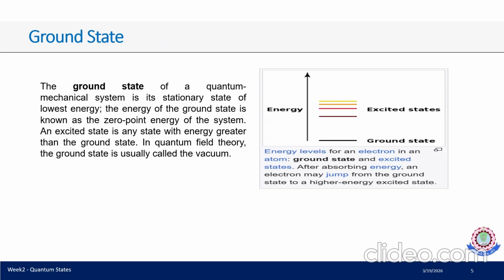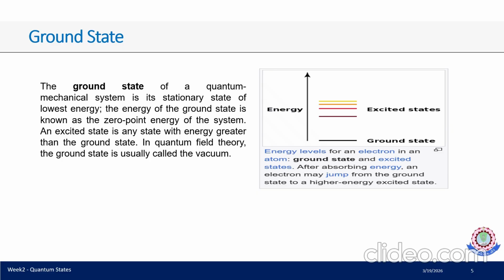Ground state. The ground state of a quantum mechanical system is its stationary state of lowest energy. The energy of the ground state is known as the zero point energy of the system. An excited state is any state with energy greater than the ground state. In quantum field theory, the ground state is usually called the vacuum. So in this depiction, we have energy, excited states and ground states. Energy levels for an electron in an atom, ground state and excited states.